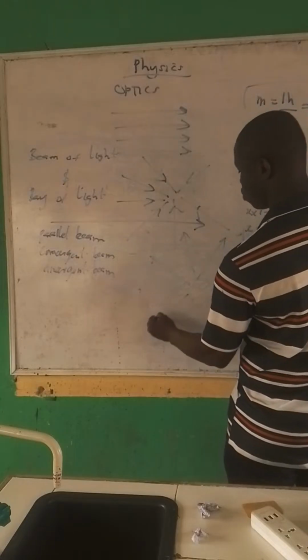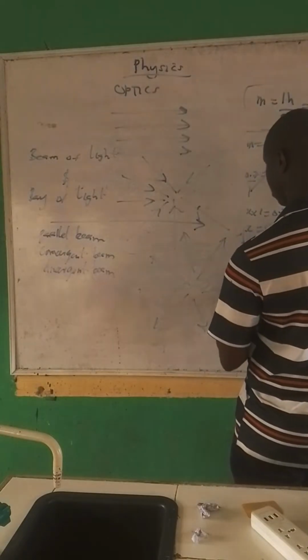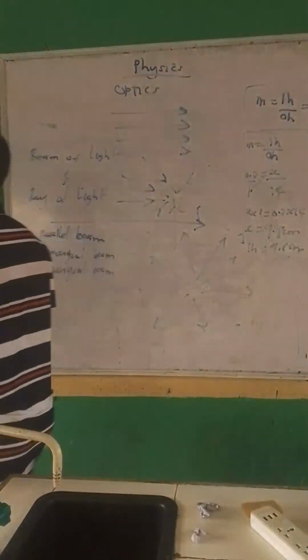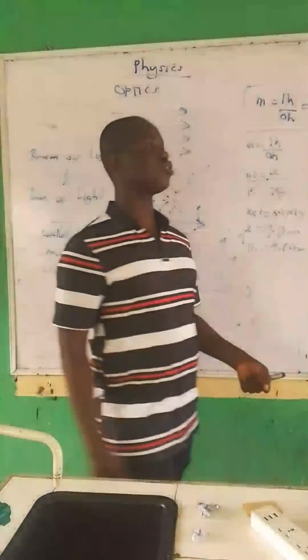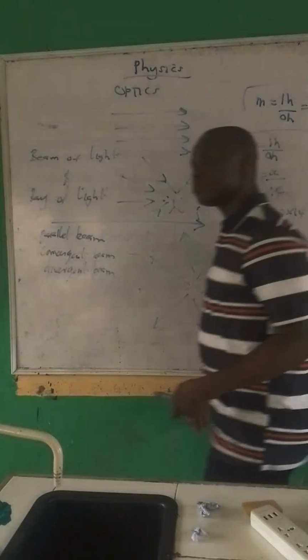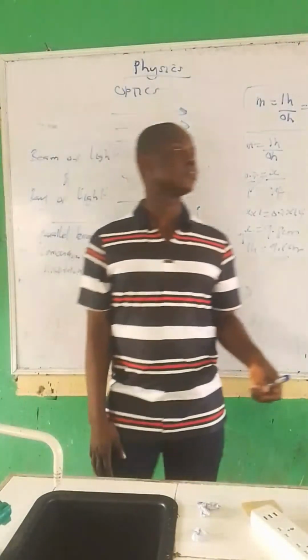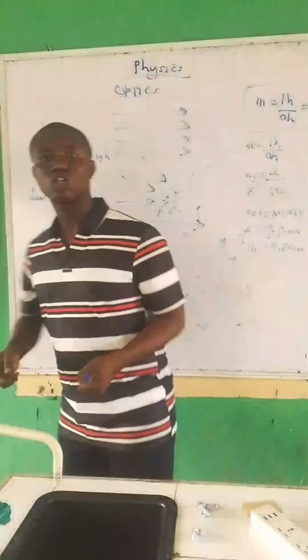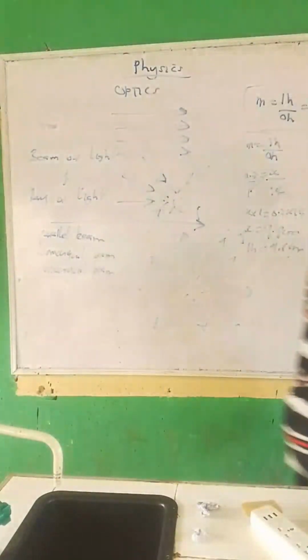Like they are moving away from a point. That's what we call a divergent beam. Our torchlight produces a parallel beam, while our electric bulb produces a divergent beam. Our electric bulb produces what? Divergent beam. While our torchlight produces what? Parallel beam. Alright?